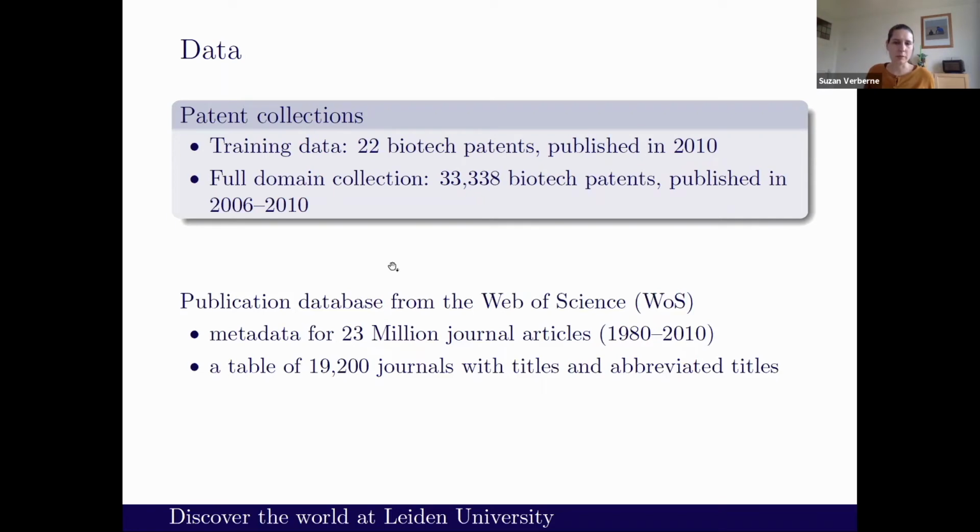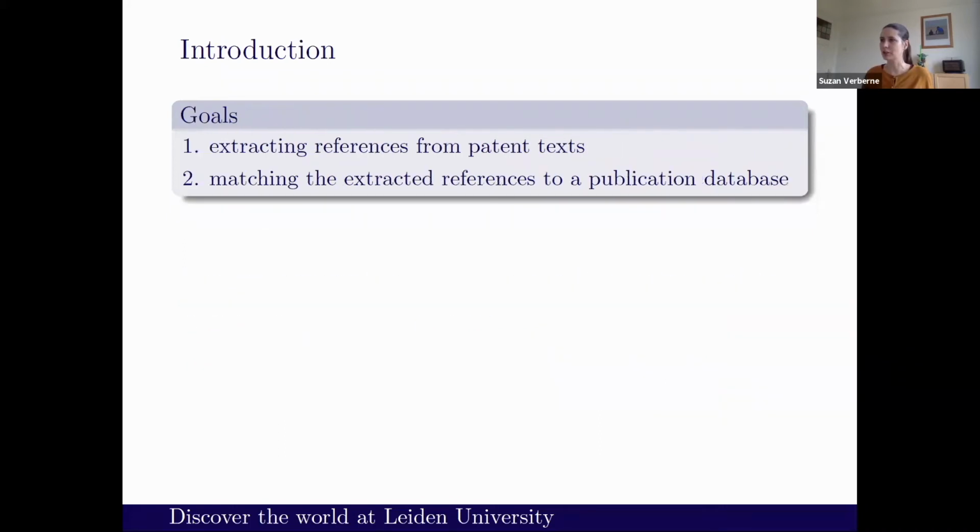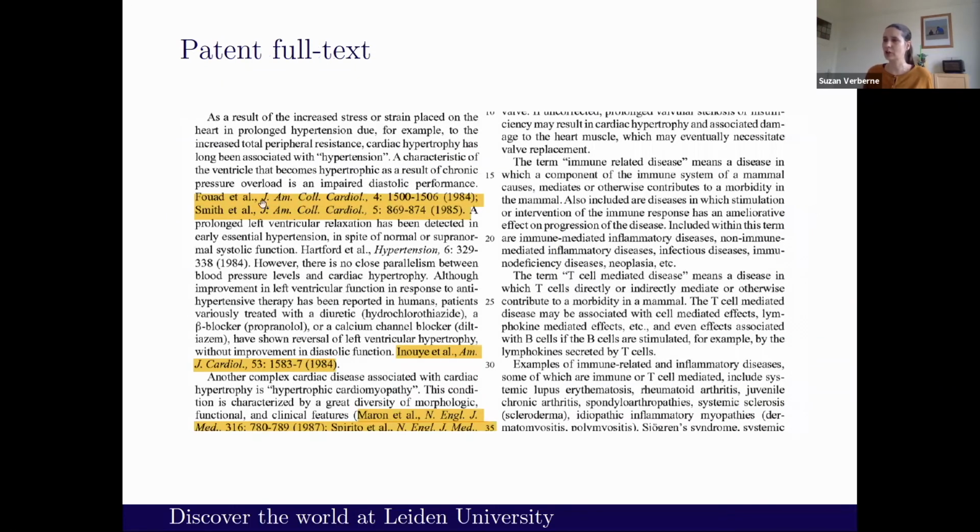As collection or database where we match the references to, we use the Web of Science, which has metadata for a lot of published journal articles, and also a table with the journal titles, full titles and abbreviated titles, which we need because, as you can see, these were all abbreviated in the text with some standardization, not always, but there is some, like J means journal, M means American, etc.